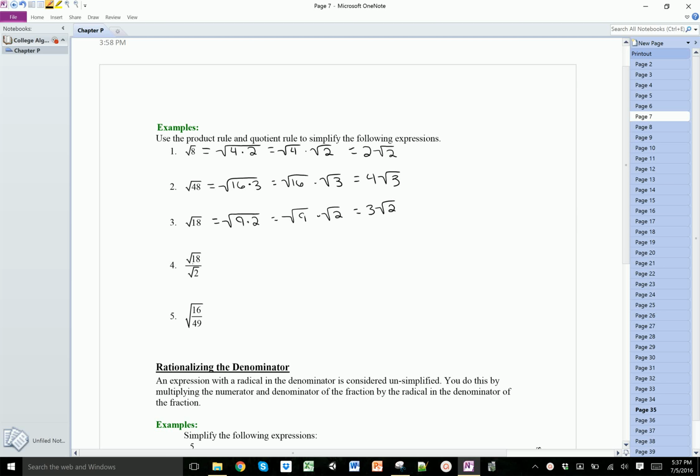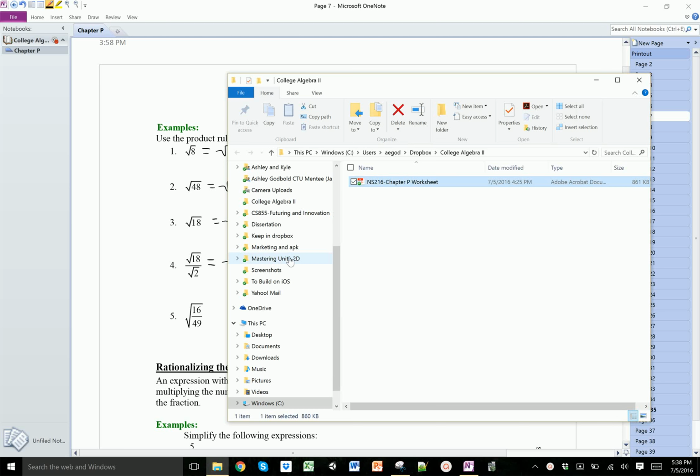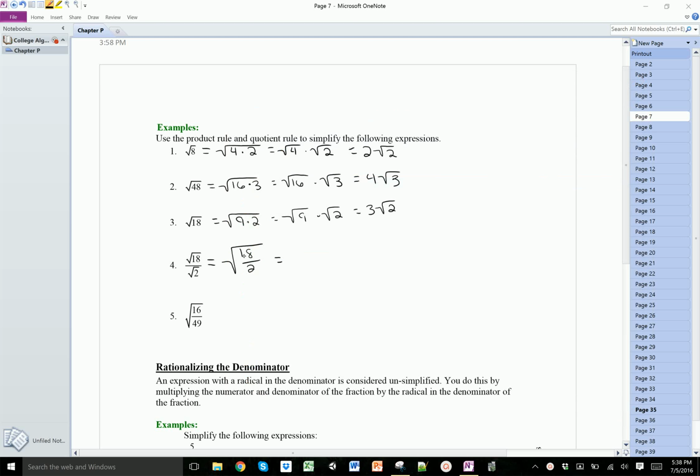Now, when you have two radicals being divided by each other like this, you can do this in two ways. First, you can find the square root of 18 as 3 times the square root of 2 like we did here, and then you could cross out the square root of 2's if you want. But you can also use the quotient rule to say this is the same thing as the square root of 18 divided by 2. And we know 18 divided by 2 is 9, and we know the square root of 9 is 3.